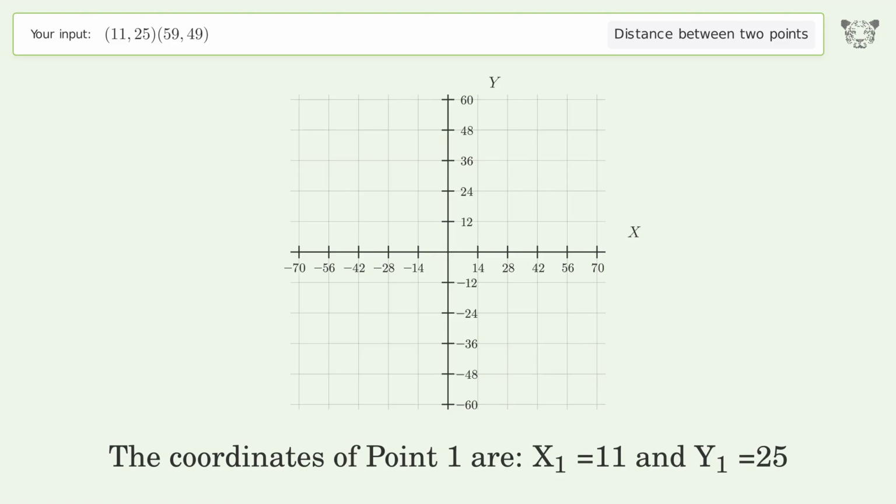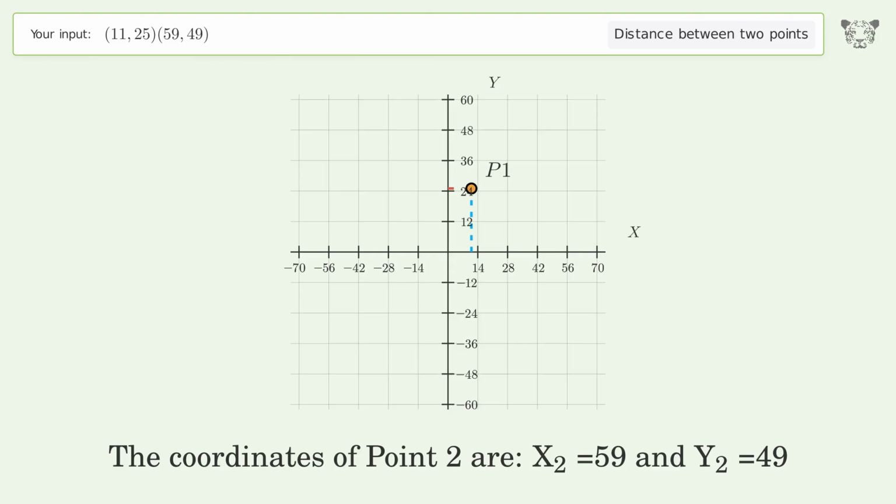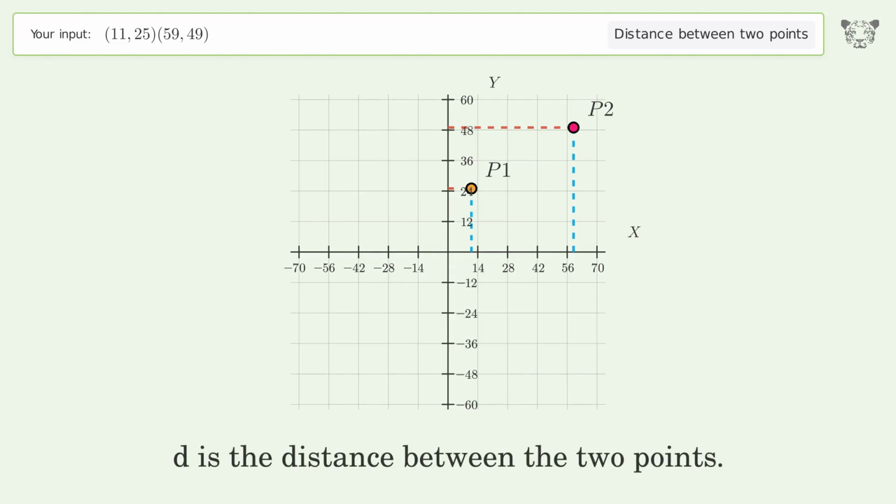The coordinates of point 1 are x1 equals 11 and y1 equals 25. The coordinates of point 2 are x2 equals 59 and y2 equals 49. D is the distance between the 2 points.